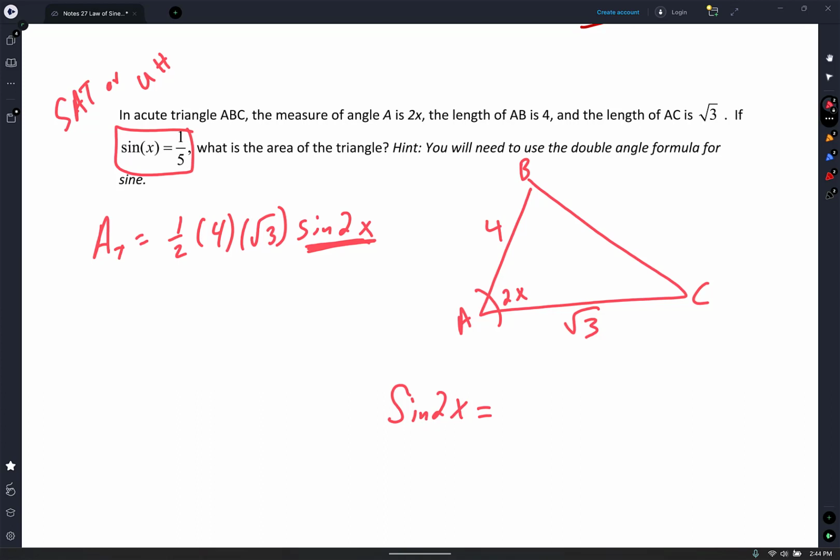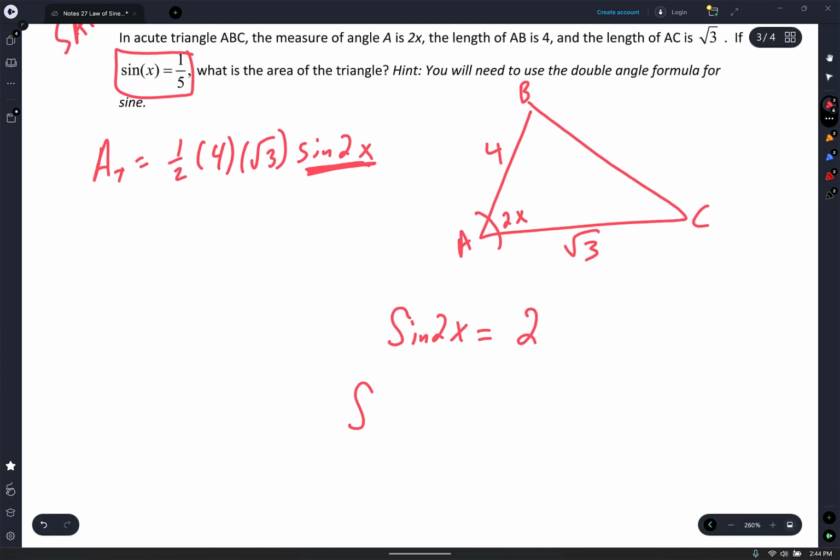Oh, man. No one remembers sine 2x. And I'm your teacher, so that means I'm bad. No one remembers sine 2x. You're close. It does have a 2.